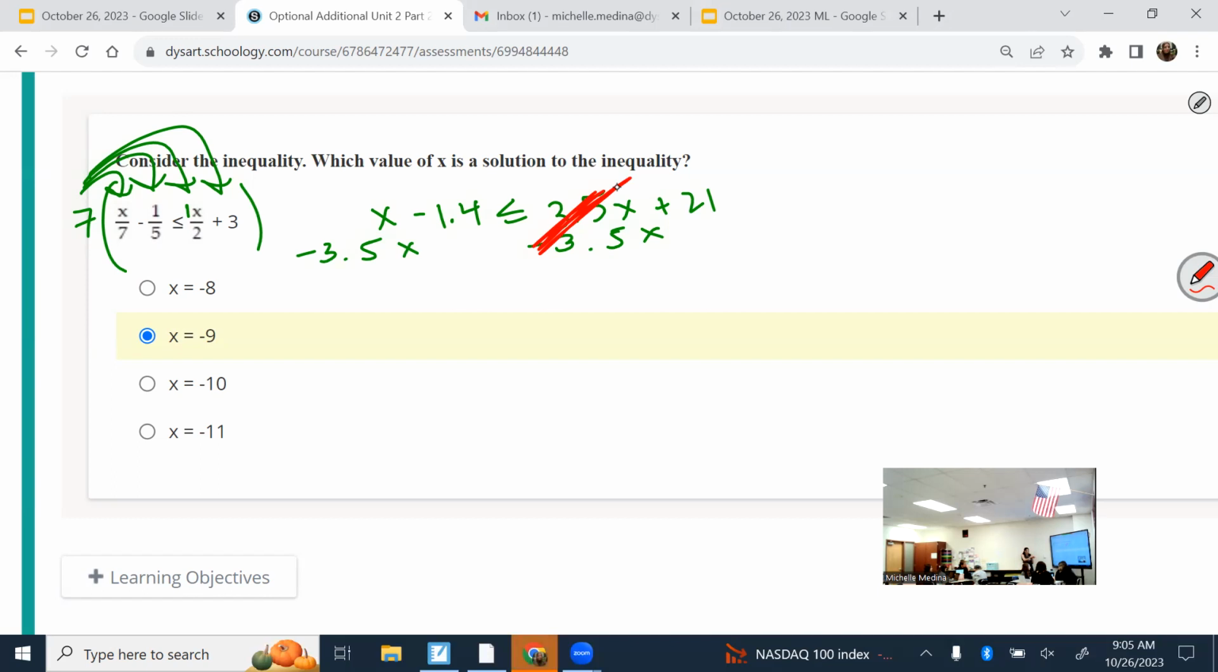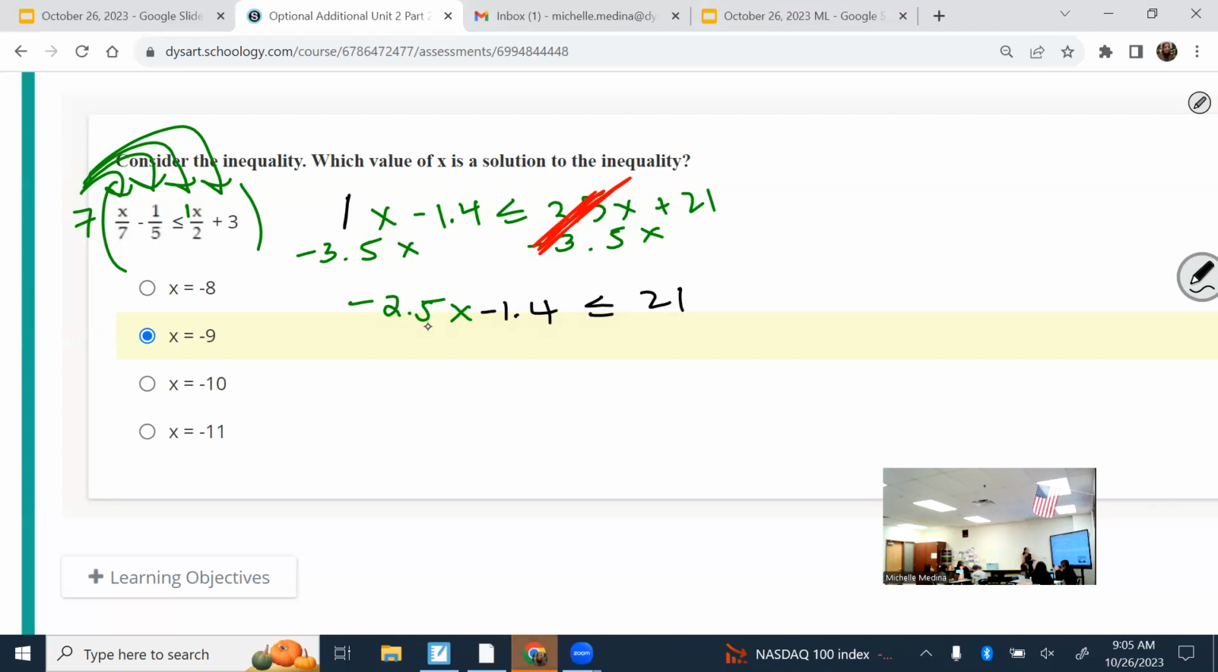So that's going to be a 1 minus a 3.5, which is a negative 2.5, is what the x becomes. And then bring down everything else. So minus 1.4. You don't flip the sign when we subtract, and then 21. So does this make sense so far? Okay, so yeah, there was a 1 here, so you got to do the 1 minus 3.5. That's how we get this.